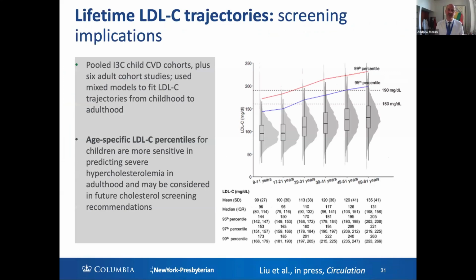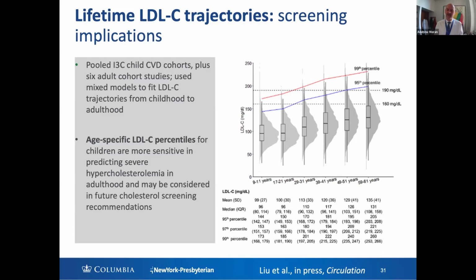And I'm going to show you some data from the analysis where we pooled the childhood cohorts with the adult cohorts, and again, we're able to fit these lifetime trajectories of LDL cholesterol history over the entire life course. You can see here that this is what you would expect, that LDL cholesterol rises over time from childhood to adulthood, although we purposely left out the ages around puberty when the LDL cholesterol actually dives briefly. But other than that, it's a pretty smooth line of increase.